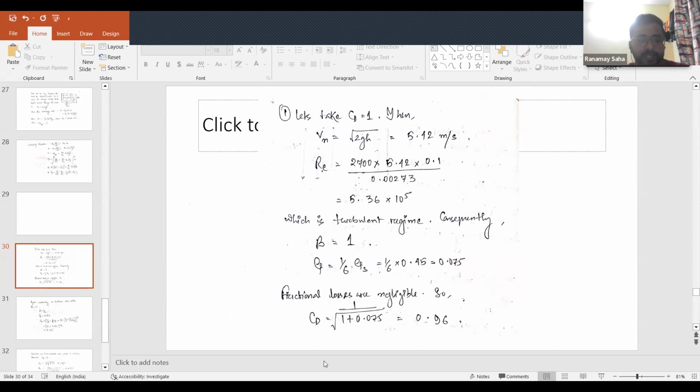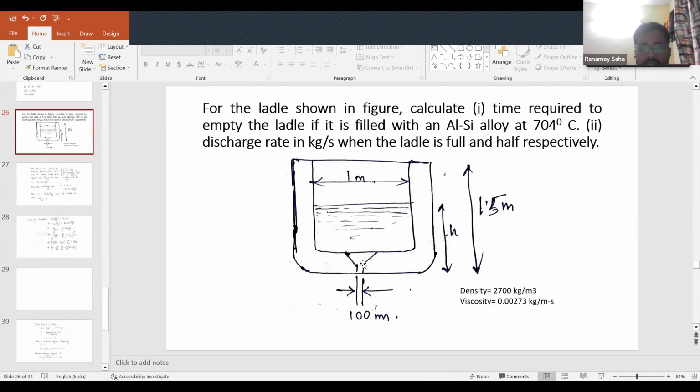So these are standardized values which have been found experimentally. In the exam also these will be provided to you, you don't need to remember them. So you can see the fourth option, which is a tapered entry, isn't it? In our case also, we have a tapered entry, right?